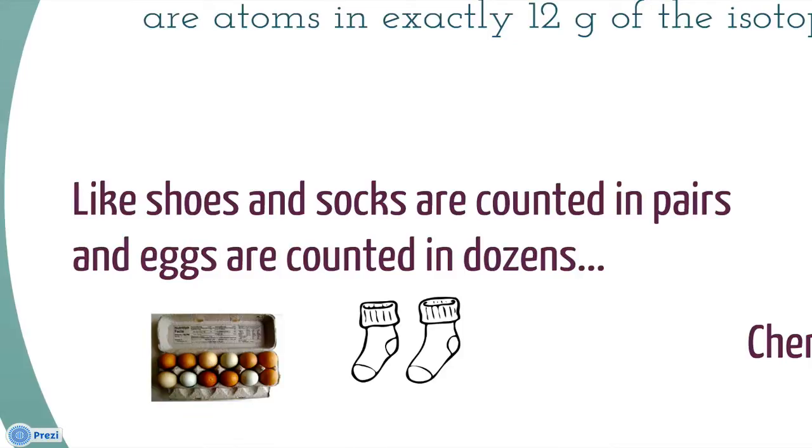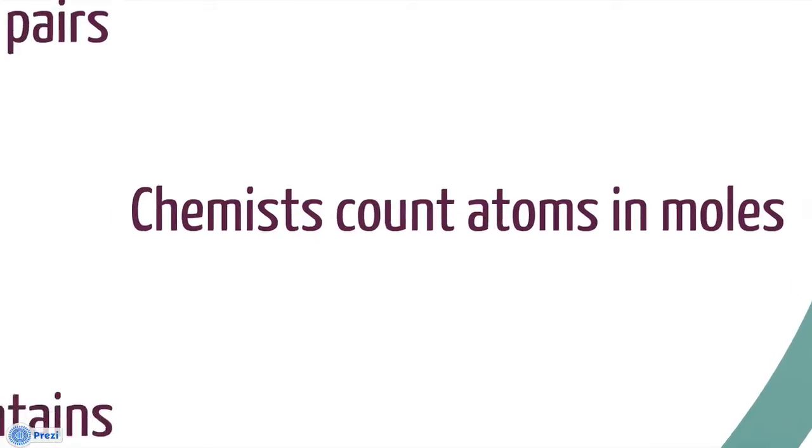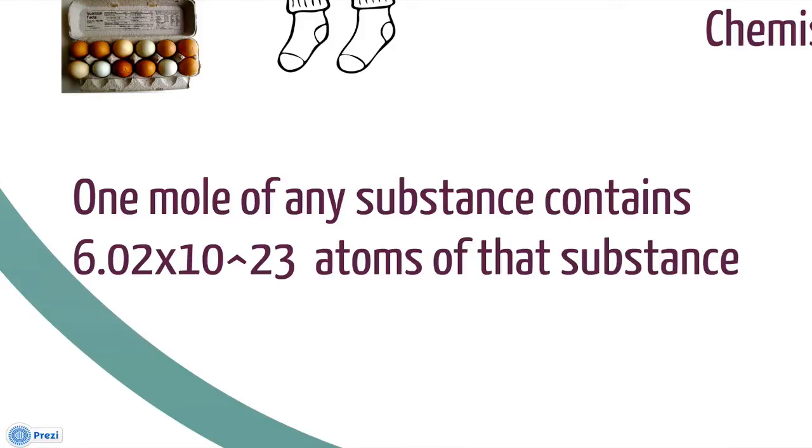Like shoes and socks are counted in pairs and eggs are counted in dozens, chemists decided to count atoms in moles instead of counting them in terms of each and every atom to make life simpler. So 1 mole of any substance contains 6.02 times 10 to the power of 23 atoms of that substance. This is called Avogadro's constant.